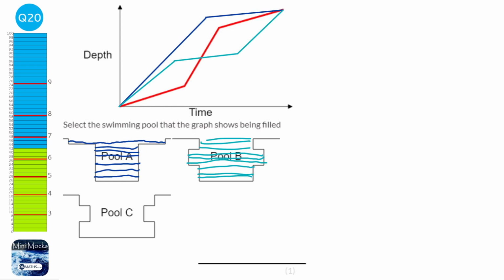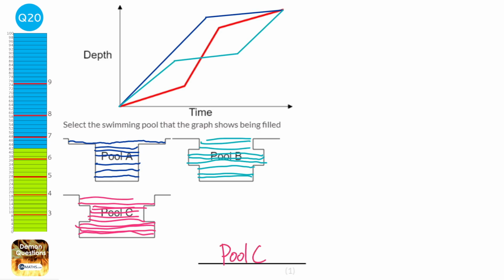Pool C, however, we can see it goes slowly at the start. And then because it's thin, it will go quicker. So nice quickly. And then it will go slowly again. Well, that is a perfect description of the graph that we're given. So the graph we're given is definitely going to be for pool C.